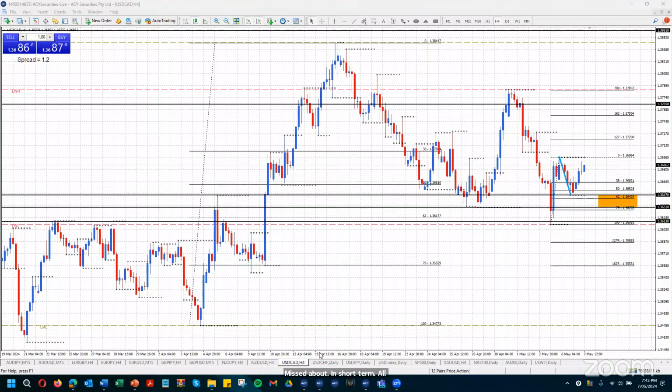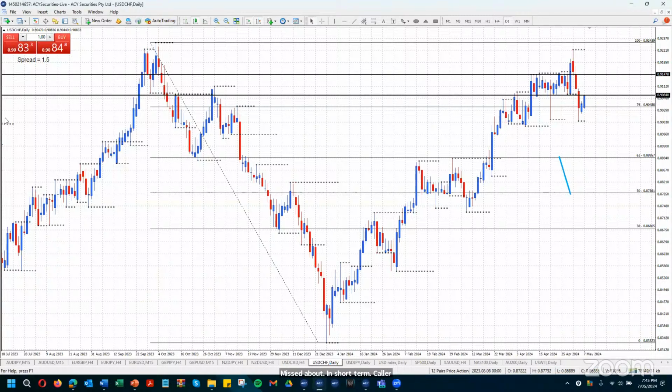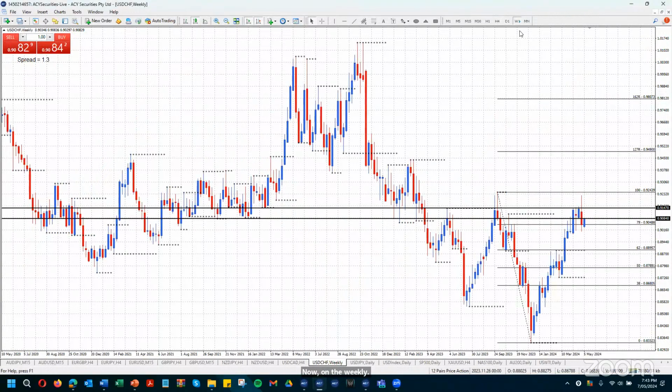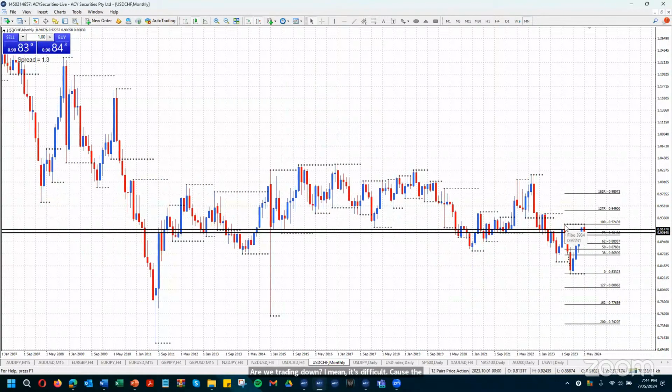Dollar franc. Just get rid of my lines. Now, on the weekly, trend is up, but nasty week last week, happening at the weekly monthly resistance area. So that's the monthly area, that's the weekly area, and we've been in that area for a while, and a massive reversal last week. Are we trading down? I mean, it's difficult because the monthly chart is potentially down here, and we could be seeing that sort of reversal, or we're going to break above the top.